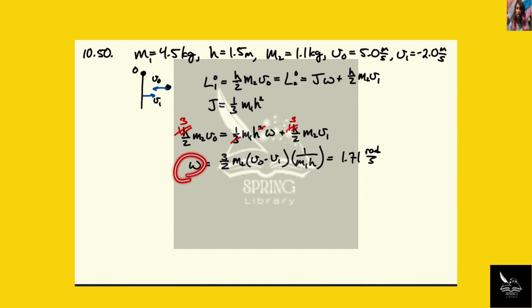And so omega turns out to be 3/2 m2, so the mass of the raven, times the change in velocity of the raven, so that's actually going to be 7 meters per second because of the bounce. And then we get divided by m1 h. So again, as m1 goes up, we can see that omega goes down. So it's not going to move as much if it's heavy, this gate. If m2 goes up, it's going to move more.